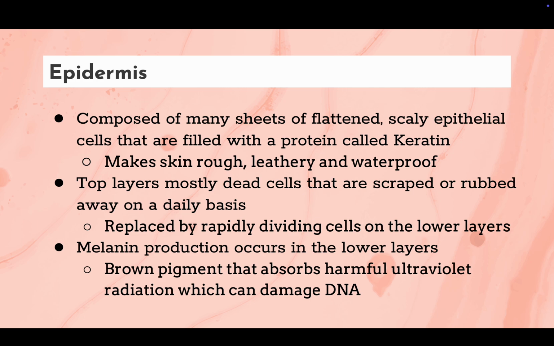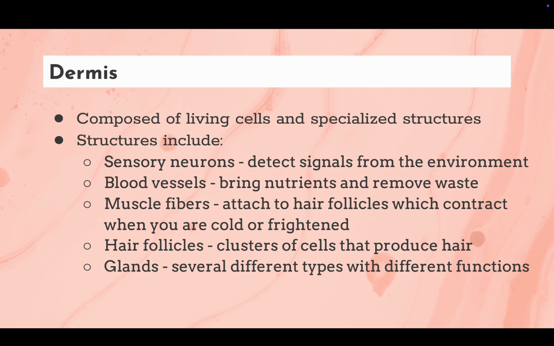In the lower layers of the epidermis, this is where melanin is produced. It's produced by a special cell called a melanocyte. This is the pigment that absorbs ultraviolet radiation to try and protect the DNA in the lower living cells. The dermis is directly below the epidermis. The epidermis is made up of 5 different layers, which we'll get to, but the dermis is just a single thick layer.